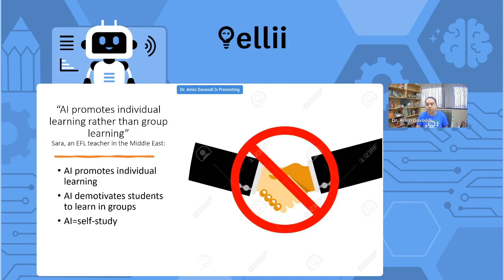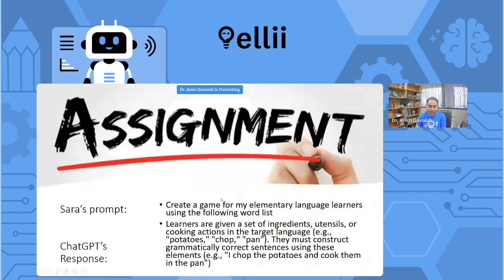What's the evidence? Well, I did another research into this to figure out why Sarah believed that AI promotes individual learning, demotivates students, and AI basically means self-study. So here's what happened. Let me show you. This was the prompt that Sarah used to create a game for her class using ChatGPT. So here we are not dealing with something that the students did. This is the teacher who wanted to use ChatGPT to come up with a creative game for language learning in her class. So this is the prompt that she used.